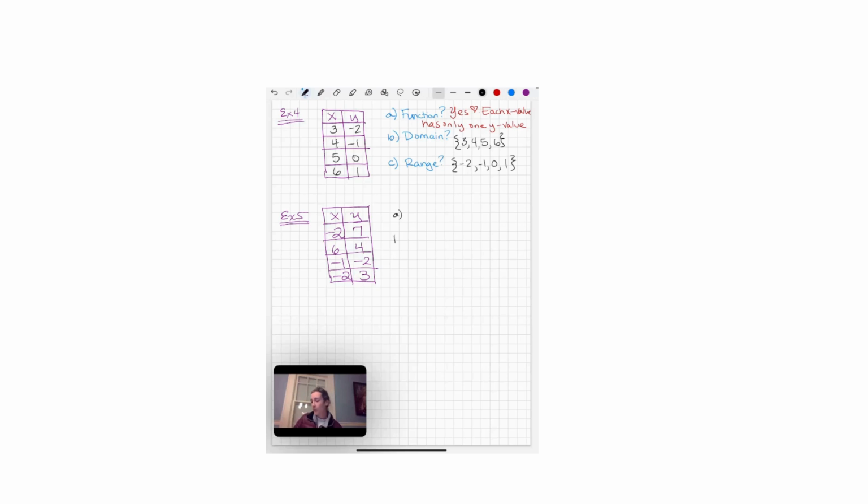And we're doing our same 3 questions because that's the way we're rolling. Is it a function? Explain. What's the domain? What's the range?